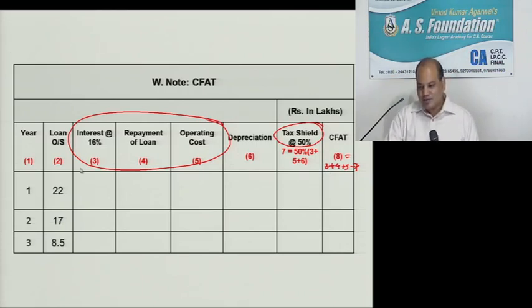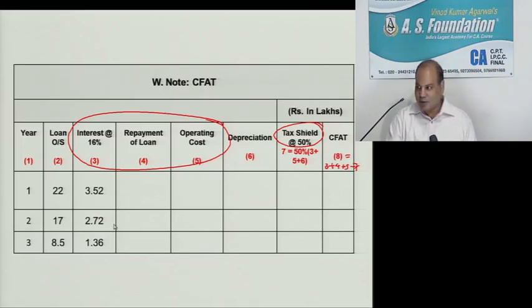One day it will come in CA final, I have to add 1 plus 1, the student will take a calculator, do it 3 times, and then he will give me the answer. Yes or no? 17 minus 8.5 you should do yourself. Okay, interest at 16% on 22: 3.52. 17 into 16%: 2.72. 8.5 into 16%: 1.36. Very good.